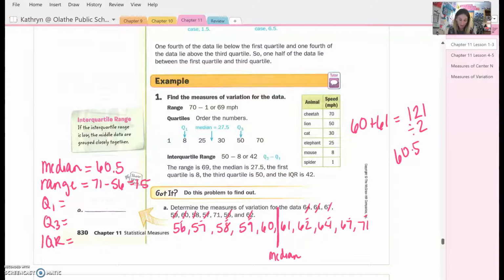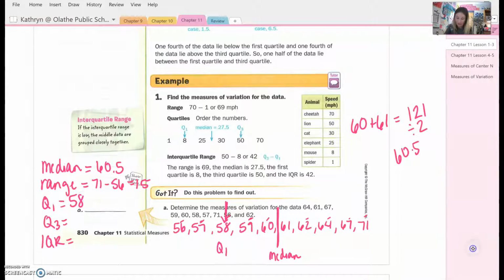Now I need to find my quartile 1. So I'm going to go back to my beginning. I'm going to erase this a little bit so I have some room. I'm going to go to the first half of my data, and count in until I find the median of that first half. Oh, look at that. My Q1 is right here. It's actually a number. My Q1 is 58.